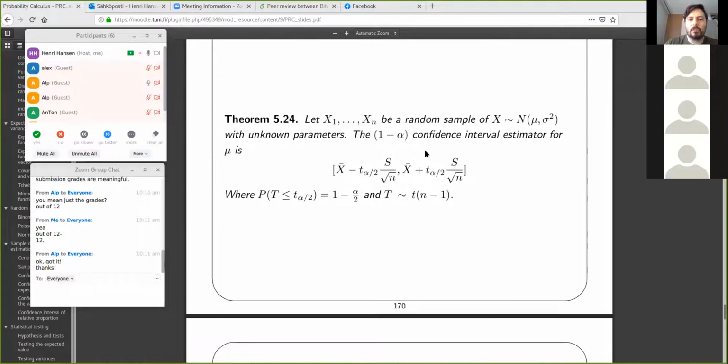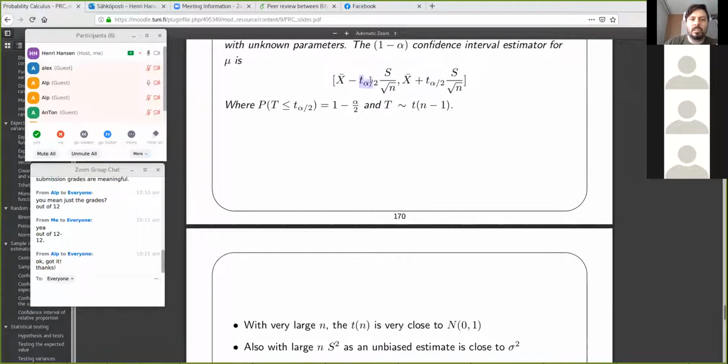So for these two tests, whether to use the t or the z, it comes down to the question: do you know the variance, or can you rely on the variance being known, or do you have to resort to the sample variance? So here we have S, and in this other one we had the sigma.